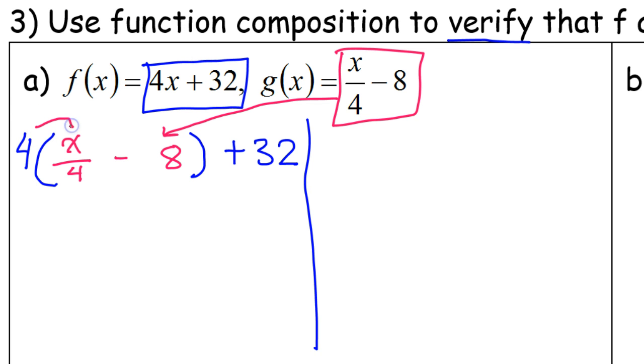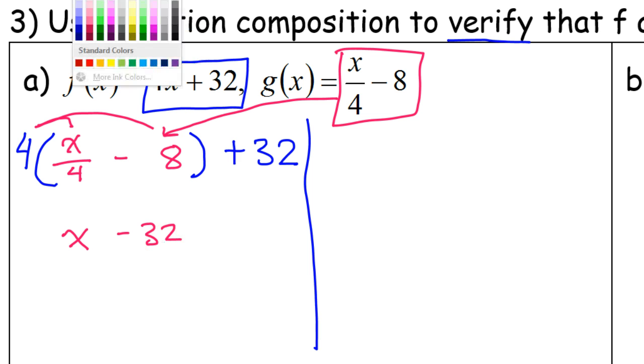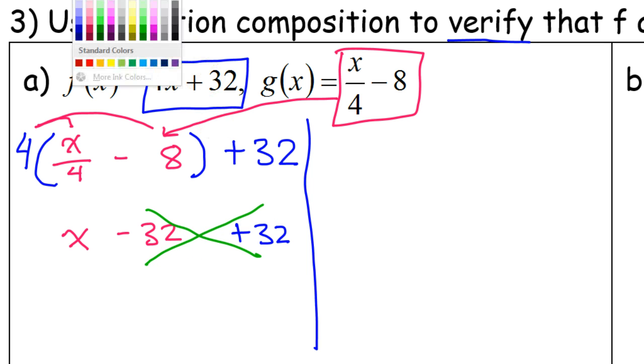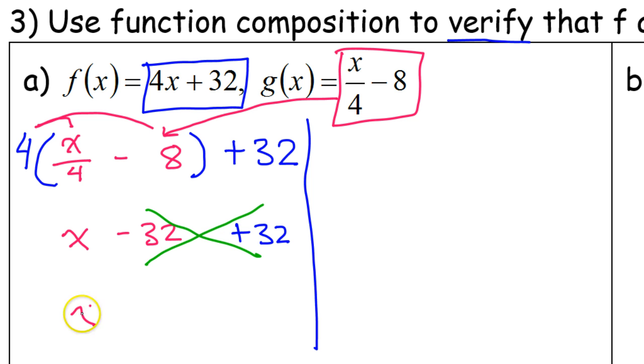So you take this 4 and you do a little distributive property. Okay, when I multiply x over 4 by 4, these 4's wind up canceling out, and I just have x. So 4 times negative 8 is negative 32. So I will have x minus 32. Now the blue plus 32 just comes down. And you can see where I'm headed with this. The negative 32 and the positive 32 cancel each other out. And I'm just left with x.